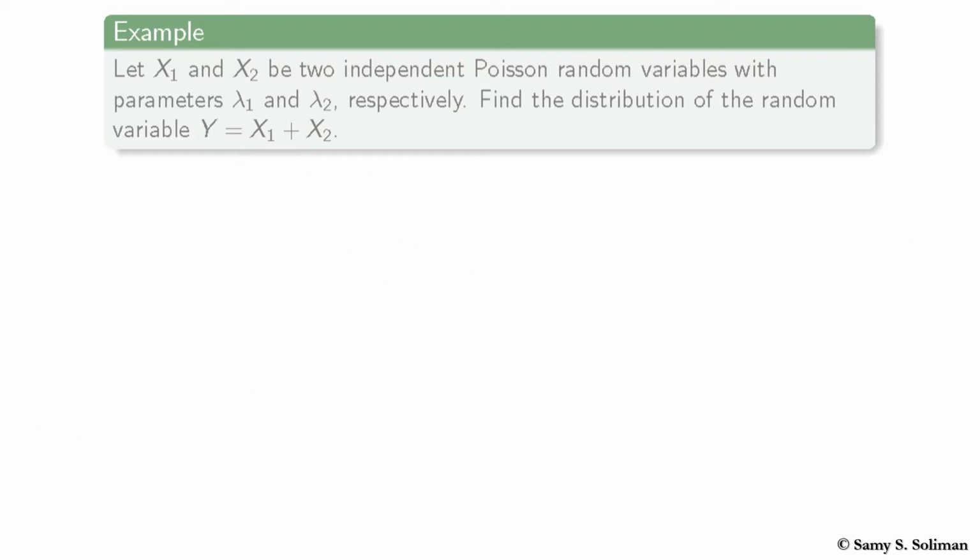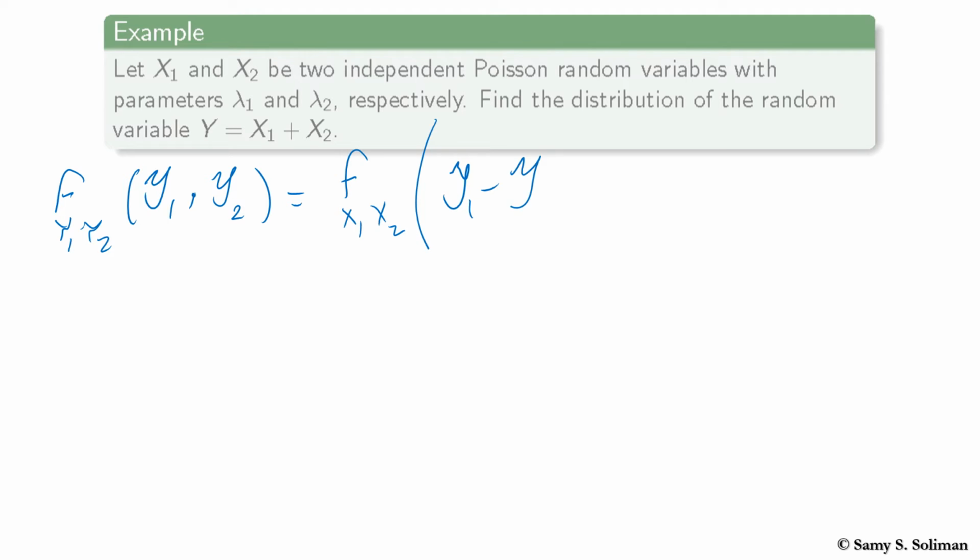The next step is to apply the formula directly. So the formula says that the probability mass function of y1 and y2 at any values of y1 and y2 is given as the probability mass function of x1 and x2. However, we substitute for every x1 with its function of y1 and y2, and every x2 with its function of y1 and y2. So it is f of x1 and x2, where we substitute x1 by y1 minus y2, and we substitute x2 by y2.